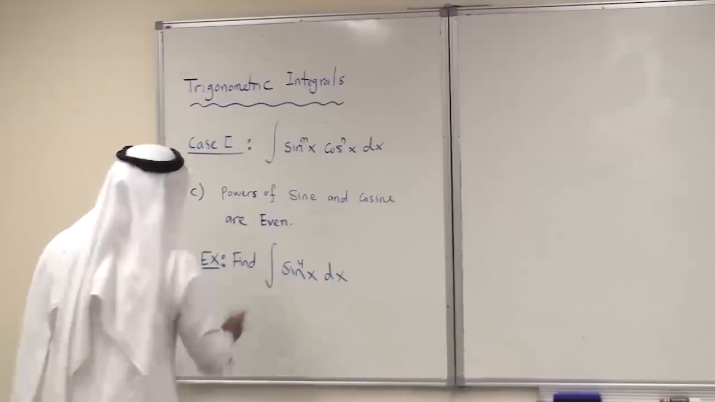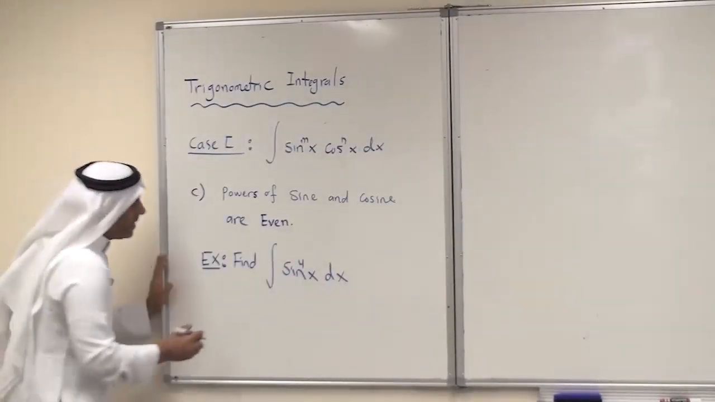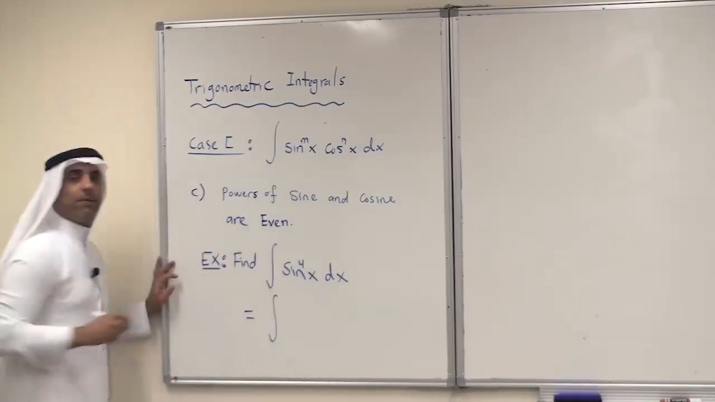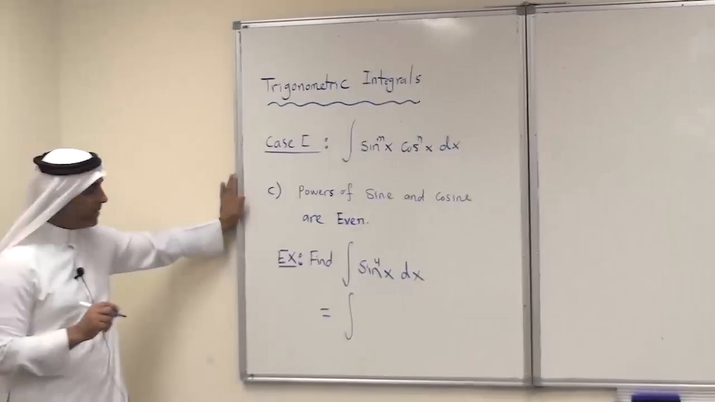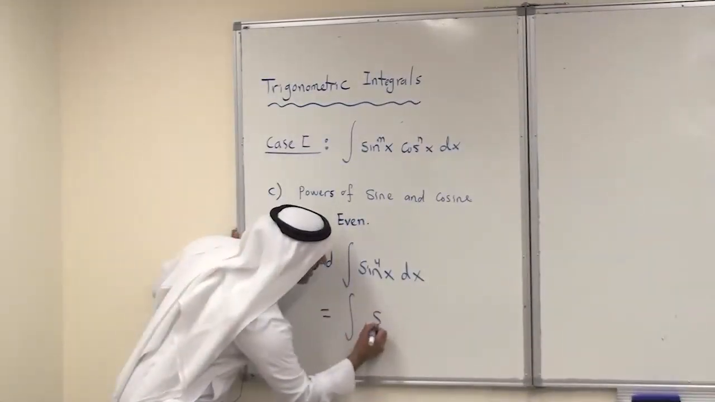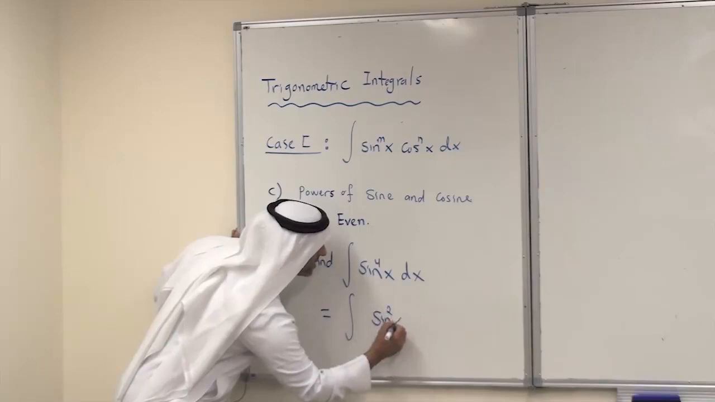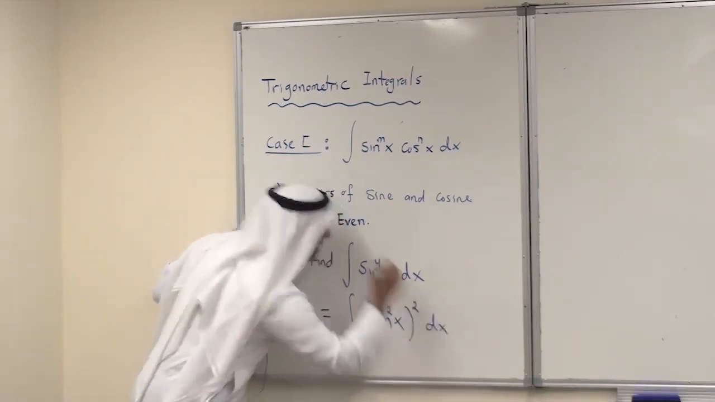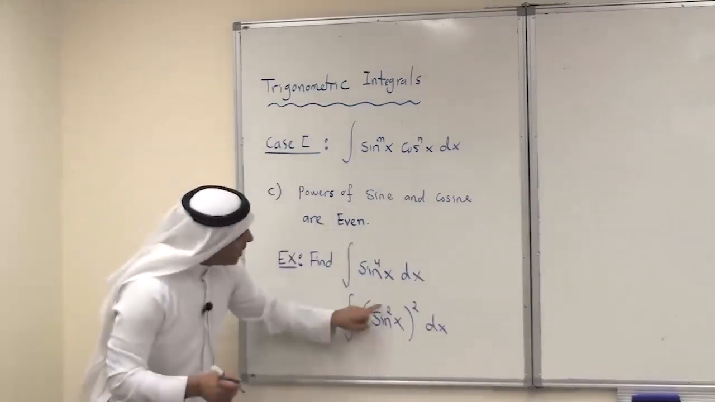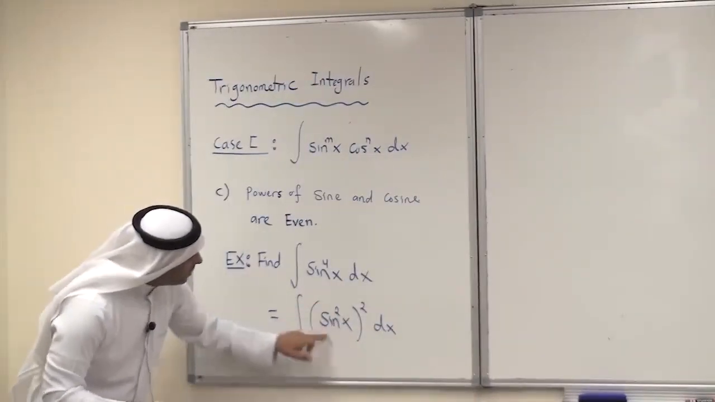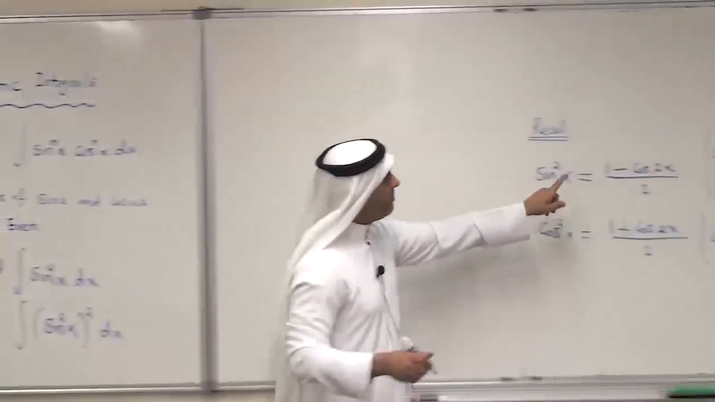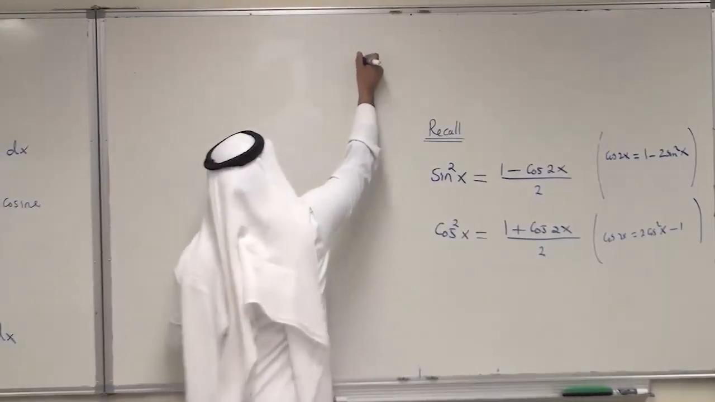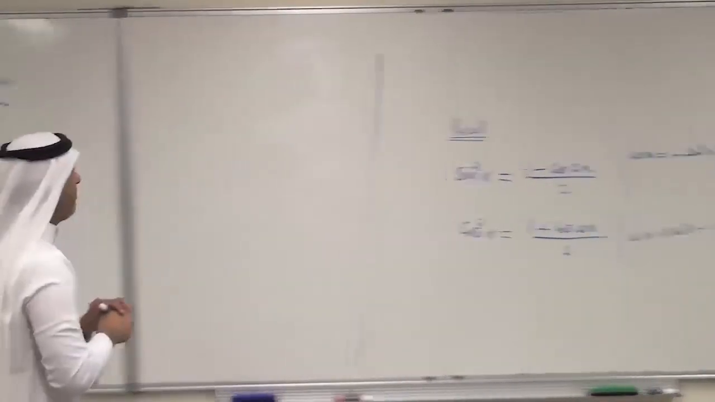We'll see an example here to apply the strategy. Say we have to integrate sine to the power 4. How to integrate sine to the power 4 using the half angle identity? I need to write this one as sine squared of x, all squared, dx. Fine. Sine squared all squared. Now we come to the sine squared and we use the identity 1 minus cosine 2x over 2. So let us keep this one in front of us and apply it now. Let's use it to simplify things.